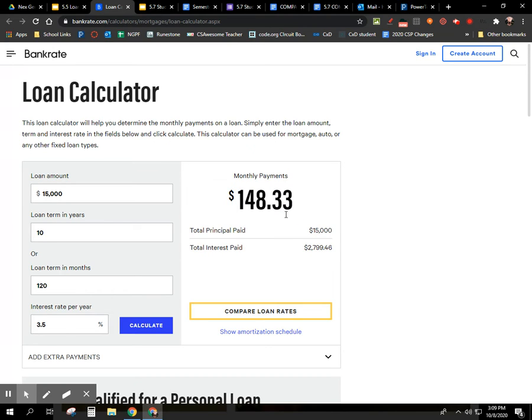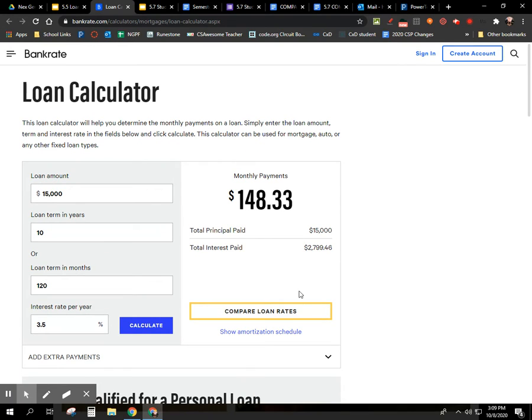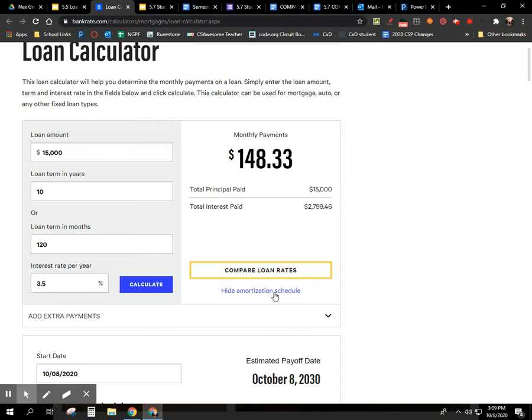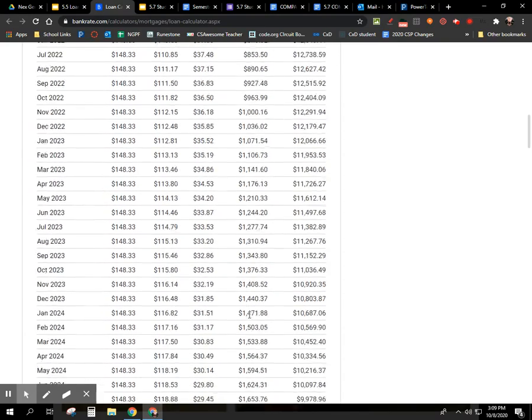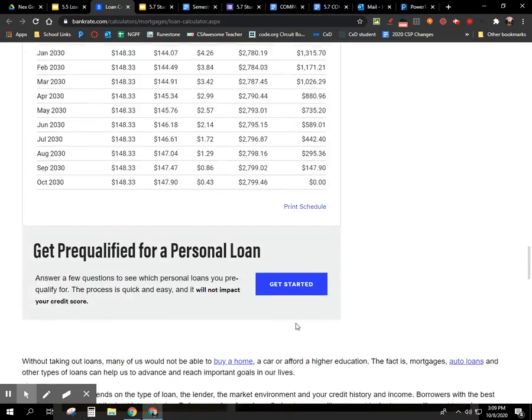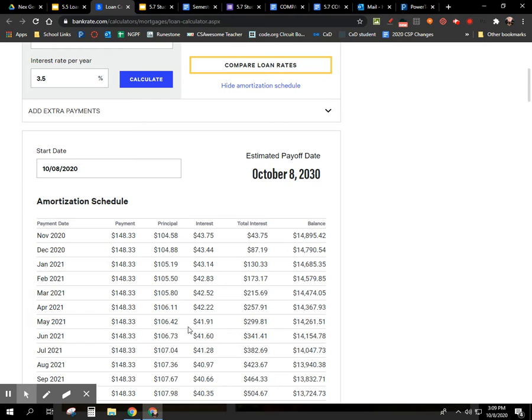$148.33. I clearly am paying back all of my principal, and I'm paying $2,799.46 in interest. So the idea of today is looking at amortization tables. So we click on show the schedule, and then down here, there is a breakdown for every single payment that I'm going to make over the next 10 years. So it's literally just about reading.